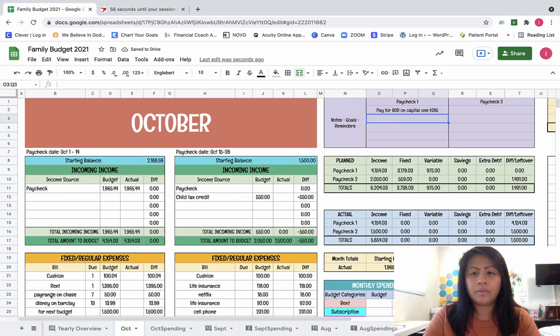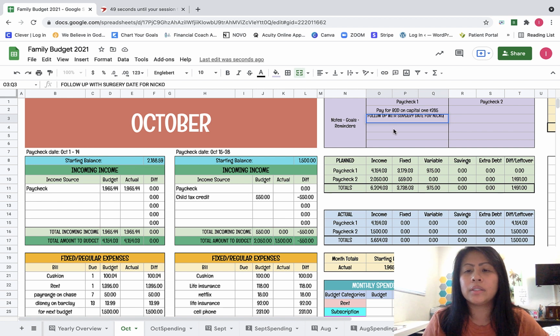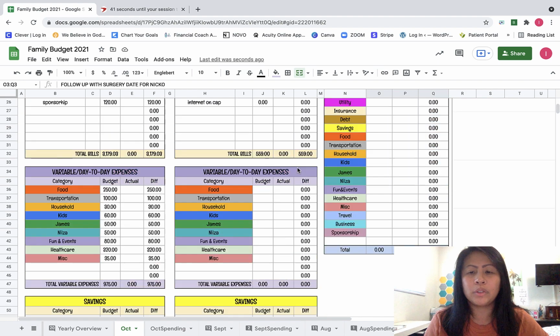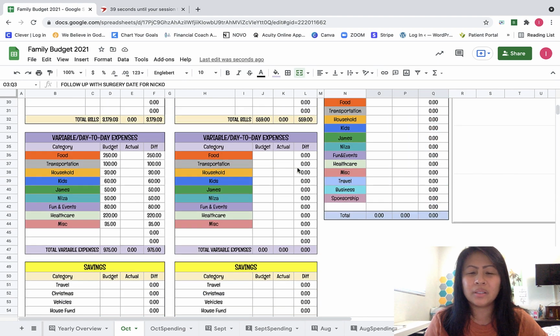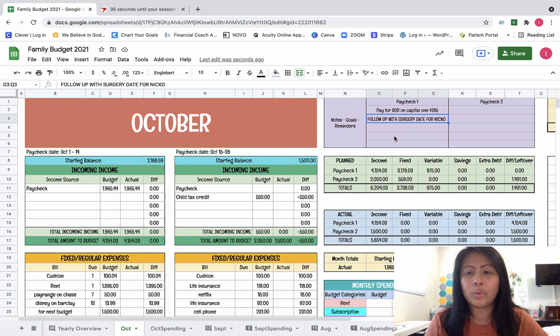So I need to follow up with surgery date for my son for his dental surgery. So I need to call that. Hopefully we can get it before the month is over. We do have the money saved already. I just wanted to be able to save a little bit more just in case they find something else that needs to be worked on and then we get hit with another bill.